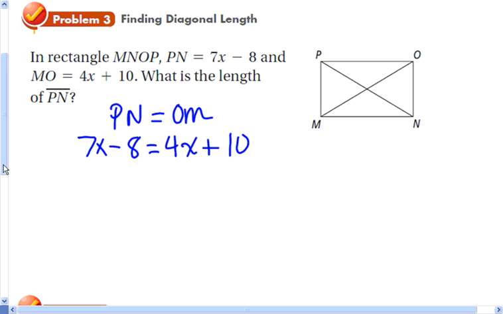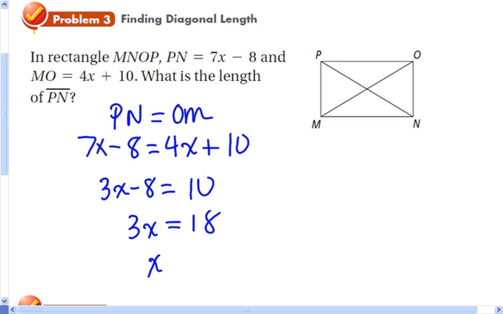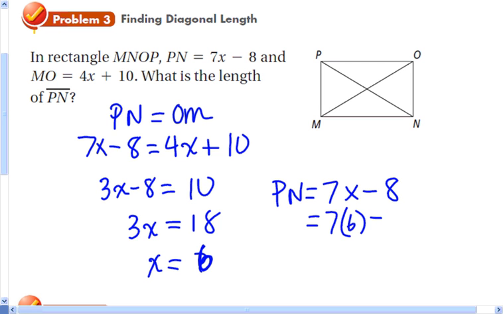And maybe we'll use subtraction property of equality and subtract 4x from both sides, and then we get 3x minus 8 is equal to 10. Add 8 to both sides, and we get 3x is equal to 18. Divide both sides by 3, and we get x equals 6. And the question asked us to find the length of PN. PN is 7 times x minus 8. And we know x is 6, so we'll substitute that in. And 7 times 6 is 42. 42 minus 8 is 34.